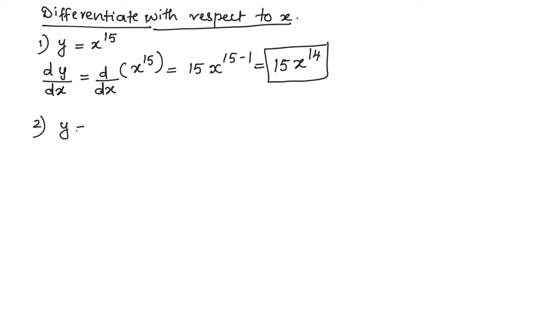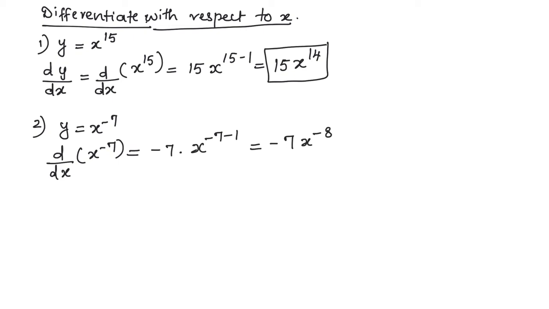Second question, y is x power negative 7. So derivative of x power negative 7 with respect to x, we can apply the power rule, bring the exponent in front, subtract 1 from the power. So negative 7 x power negative 8. We can rewrite this with a positive exponent by moving this x power negative 8 to the denominator. The negative will still be there. Only the exponent sign will change if we move it to the denominator.